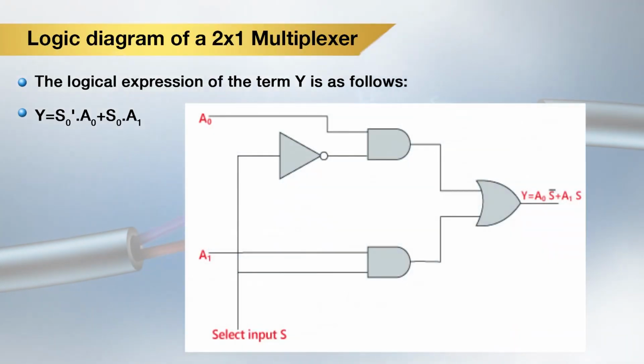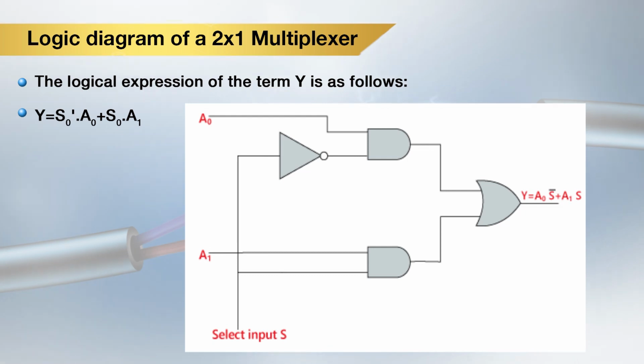The logic diagram for a 2x1 multiplexer is shown here. The logic expression for the term Y is given as Y equals S0 bar dot A0 plus S0 dot A1. The logic circuit for the expression is shown here. So, this shows the logic diagram for a 2:1 multiplexer, that is 2 input 1 output multiplexer, and here we knew Y equals S0 bar dot A0 plus S0 dot A1.